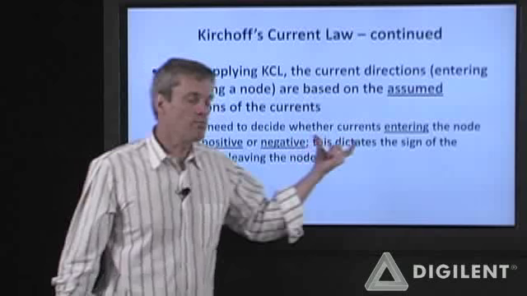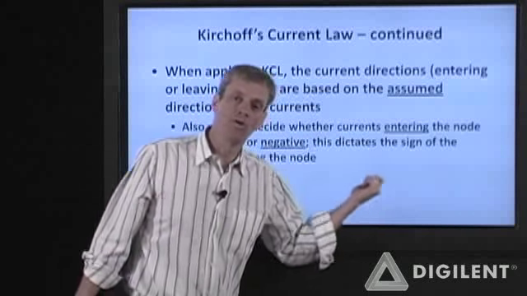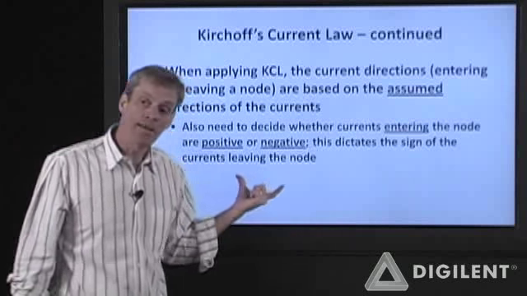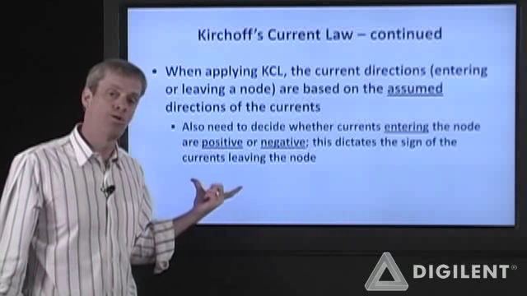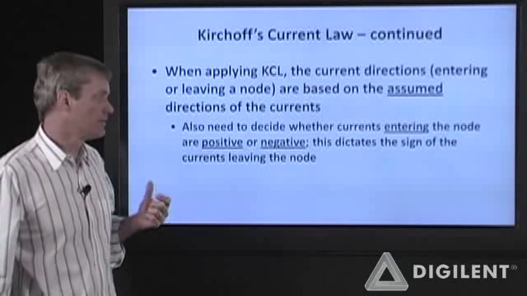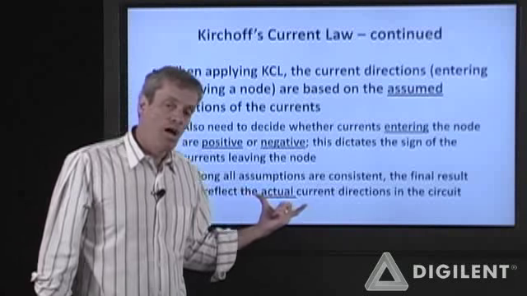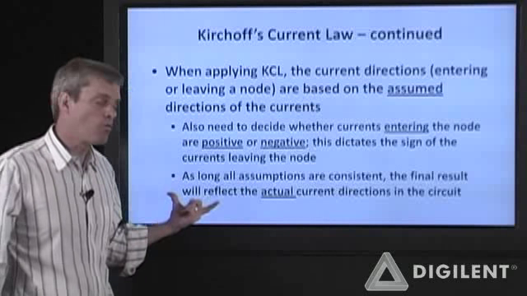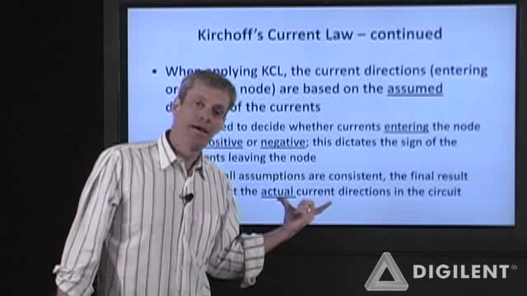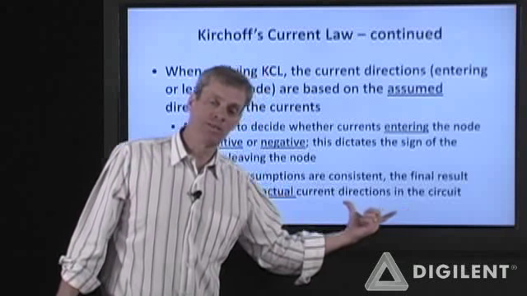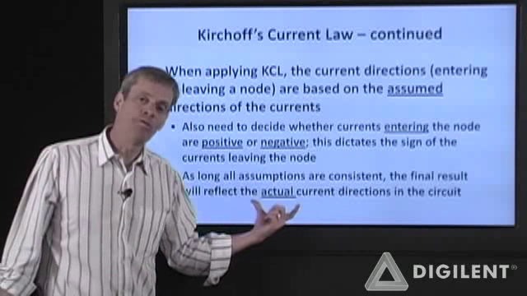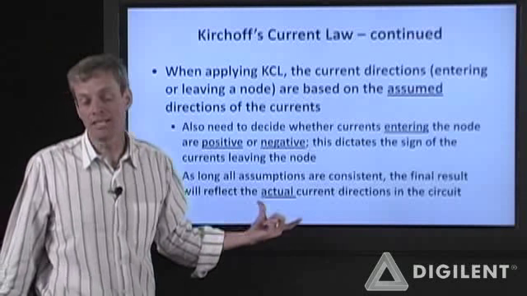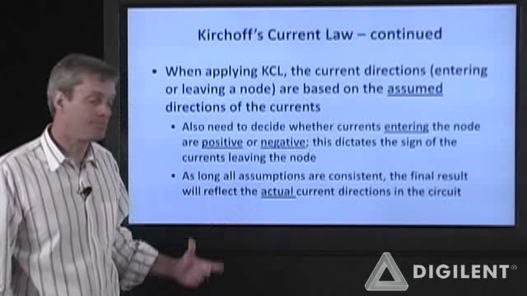We also need to decide whether we want to think of currents entering the node as being positive or whether we want to think of them as being negative. Either way is fine. We just have to decide what we're going to do and be consistent about that. As long as we're consistent with all these assumptions, when we get our final result, we know how to interpret a negative sign in our currents, because that will reflect a change in direction from what we assumed. If the resulting current is positive, it means that we've assumed the correct direction.